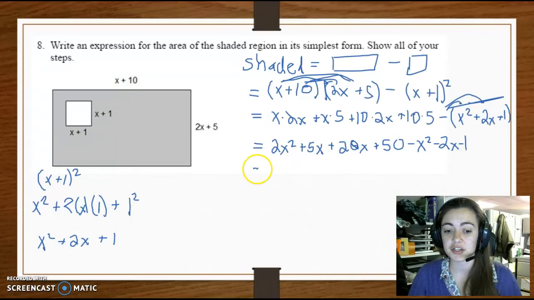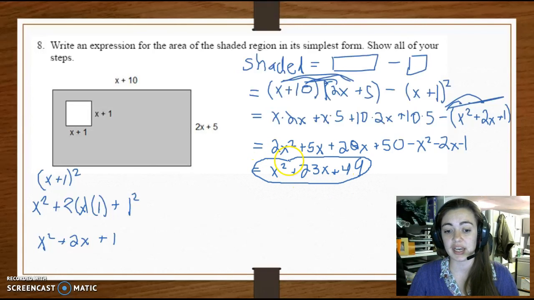When we combine like terms, we get 2x squared minus x squared, so we just have x squared. 5x plus 20x is 25x, minus 2x is 23x. 50 minus 1 is 49. So that would be the expression for the shaded region in simplest form because we cannot combine any more like terms.